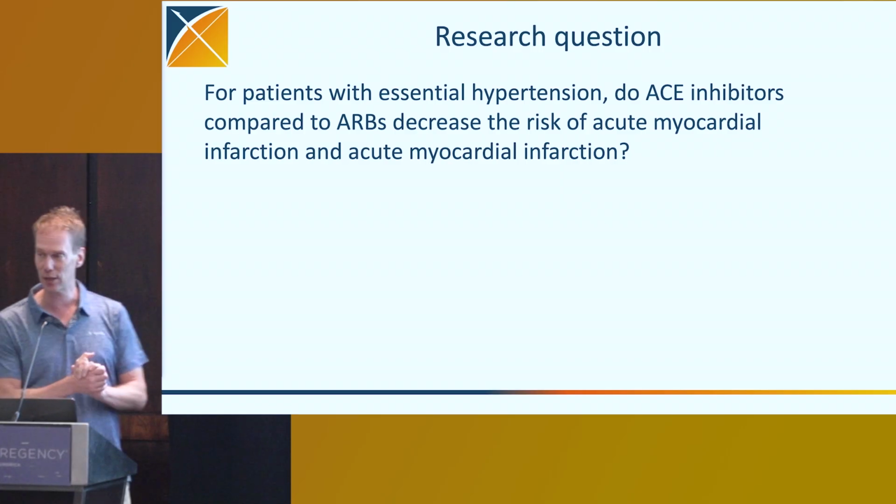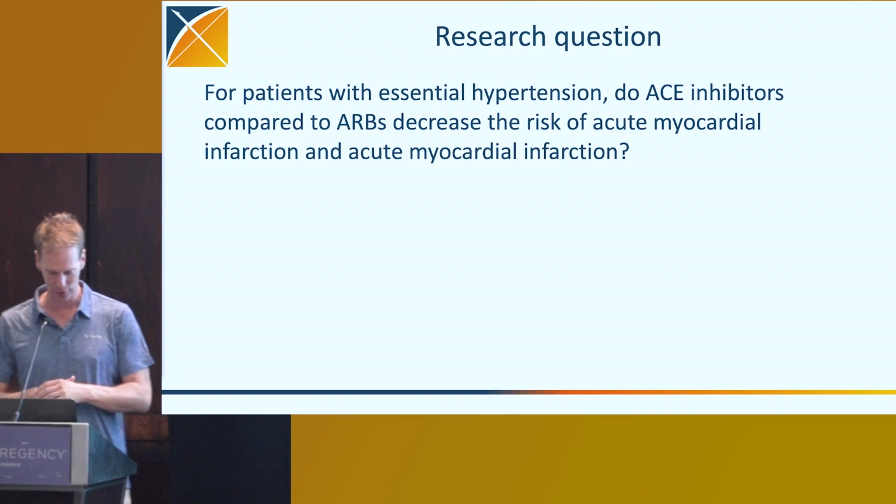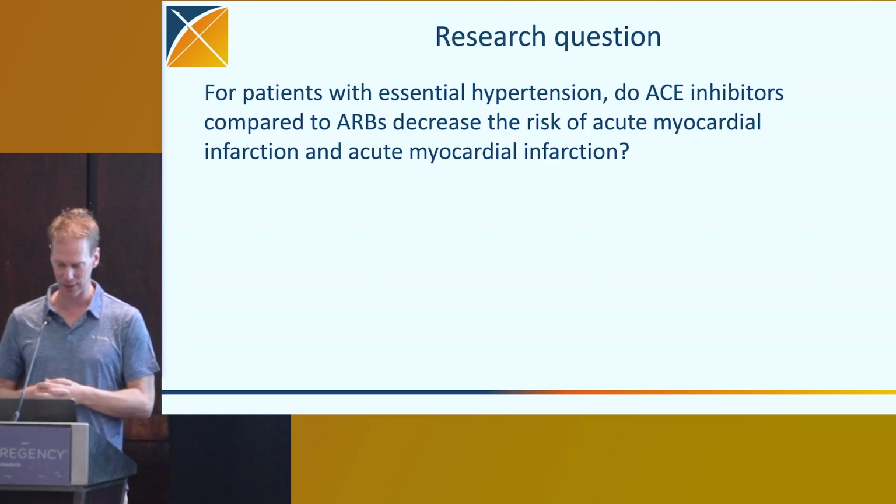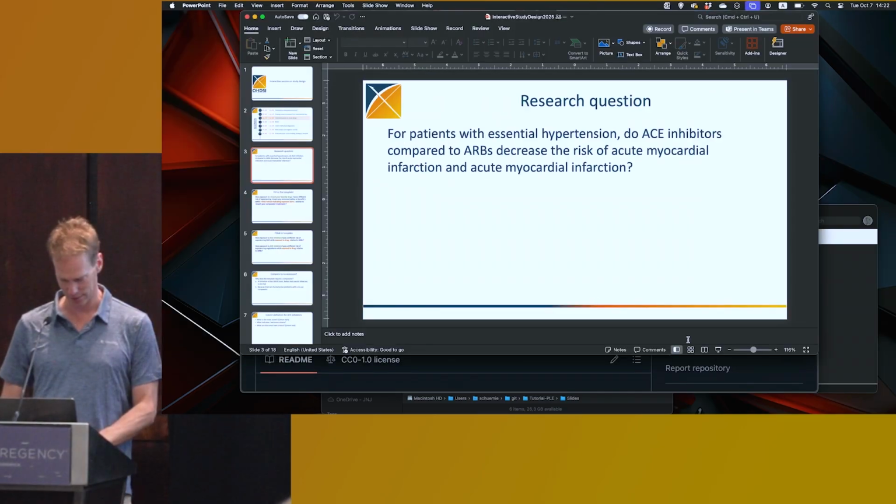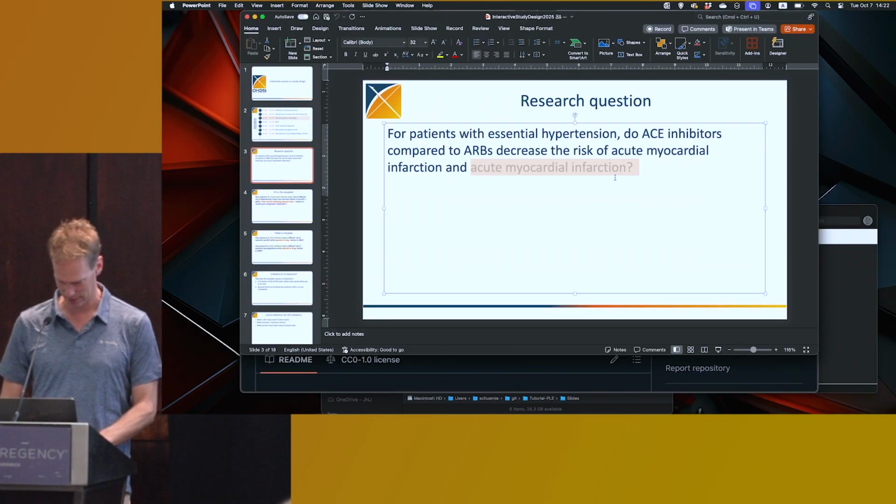So we'll use the question that George already introduced. For patients with essential hypertension, do ACE inhibitors compared to ARBs decrease the risk of acute myocardial infarction and angioedema?